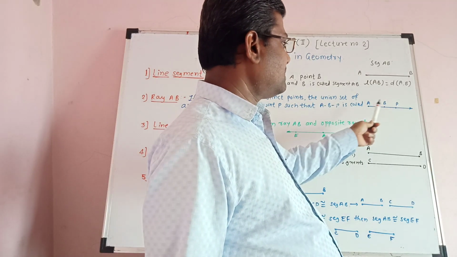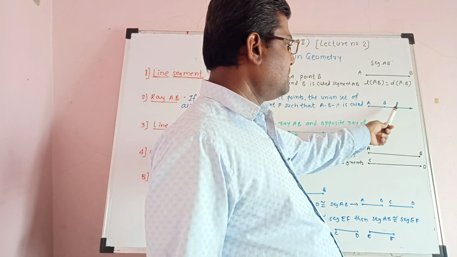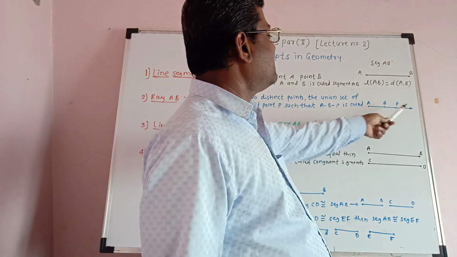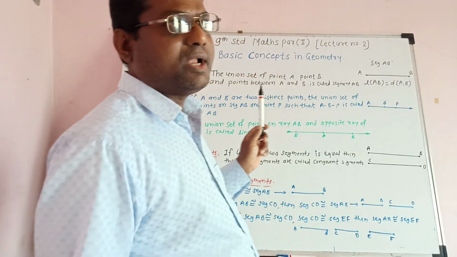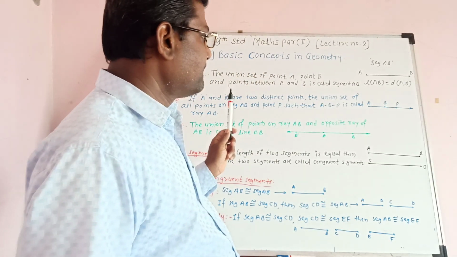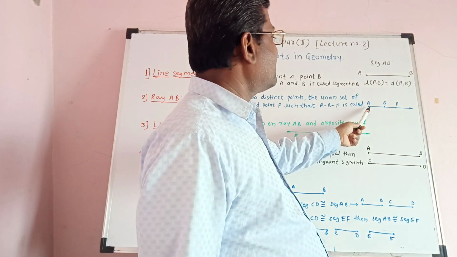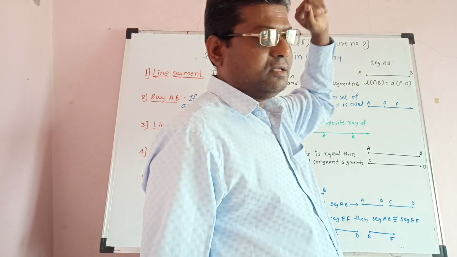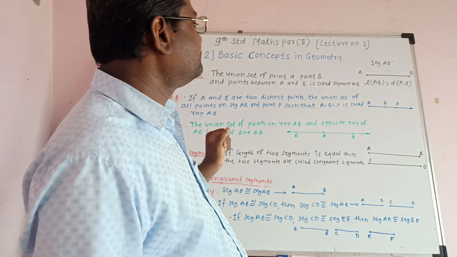Now ray AB. If there are two distinct points A and B and there is a point P such that A-B-P, then the union set of all these points is called a ray AB, and this ray can extend infinitely in the direction of the arrow.